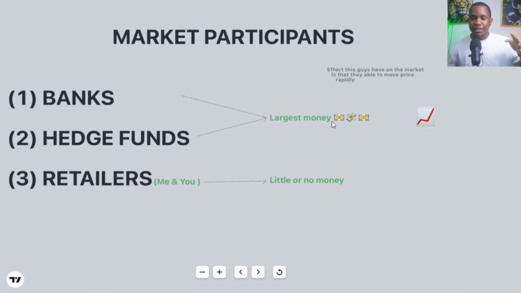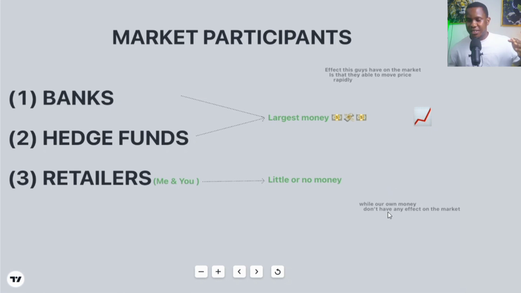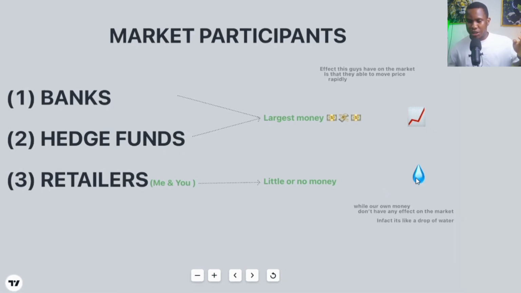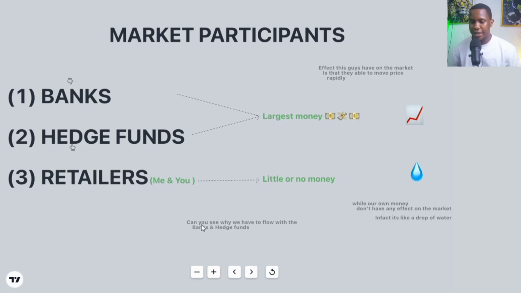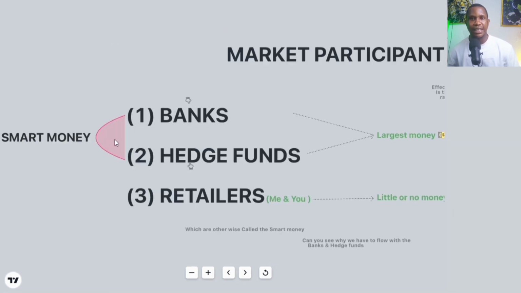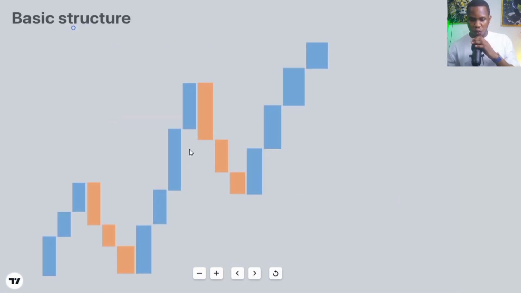The effect the banks have on the market is that these guys are able to move price rapidly. But me and you, our money doesn't even have any effect in the market. It's just like when you add a drop of water. Can you see why in smart money trading you have to always flow with the banks and hedge funds? Because these banks and hedge funds are what? The smart money, guys.